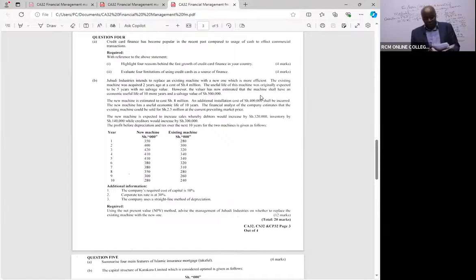creditors would increase by 300,000. The profit before depreciation and tax over the next 10 years of the 2 machines is given as follows. So they've given us their additional information. The company's required cost of capital is 10%. Corporation tax rate is 30%. The company uses straight line method of depreciation.